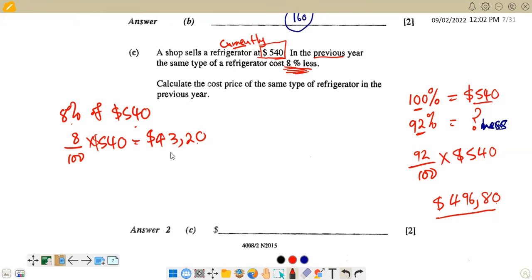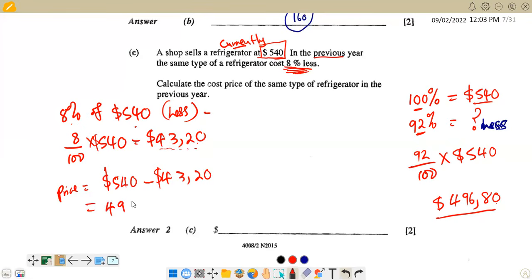Then from this, what is the price in the previous year? It is going to be the $540 we are given, minus the 8%, because it's less. Whenever you are given a less, it means you subtract. So you subtract the $43.20. If we subtract this, we obtain the same amount of $496.80. So that was another way we could have done this question. Still, we obtain the same answer.